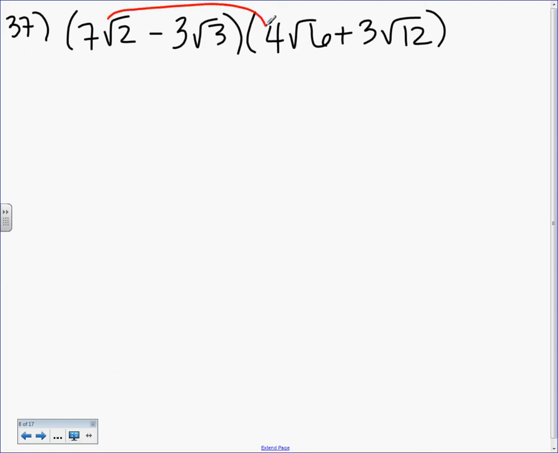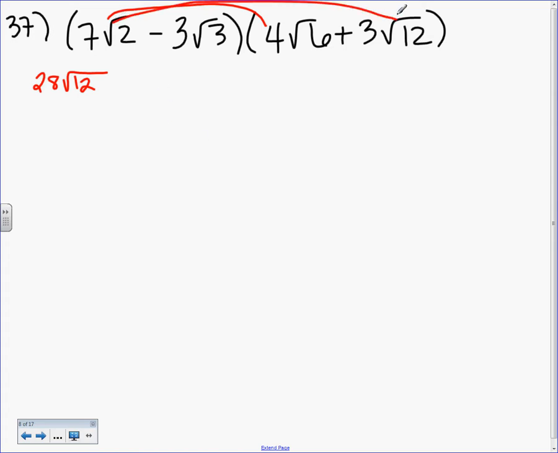I'm going to take these two times each other. You multiply the normal numbers together, and you multiply the square roots together. So it's 7 times 4. It's going to be 28. And what's 2 times 6? 12. They were under the square root sign, so they stay under the square root sign. And we'll simplify it later. Don't worry about that now.